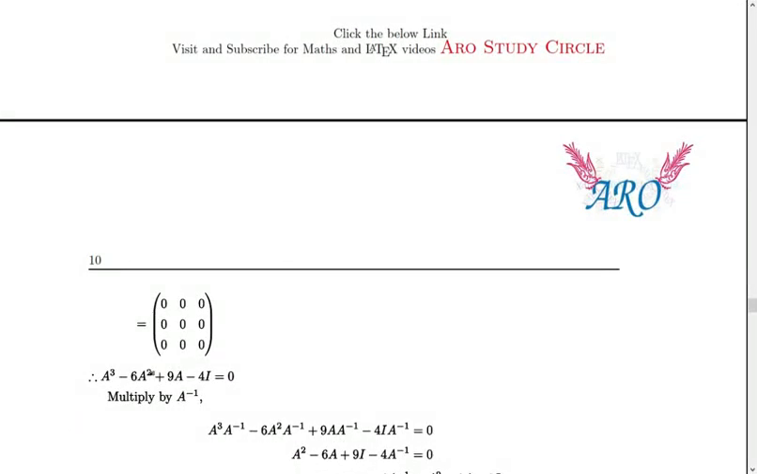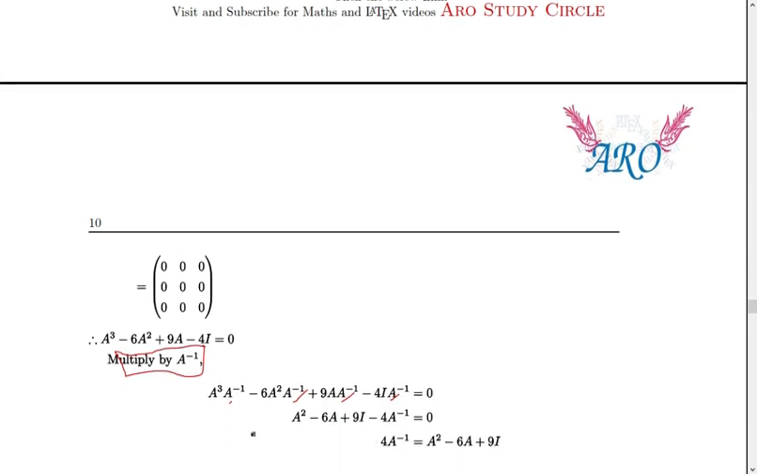So from this we are going to find the value of A inverse. Multiply by A inverse on both sides. This 0 into A inverse equals the 0 matrix.